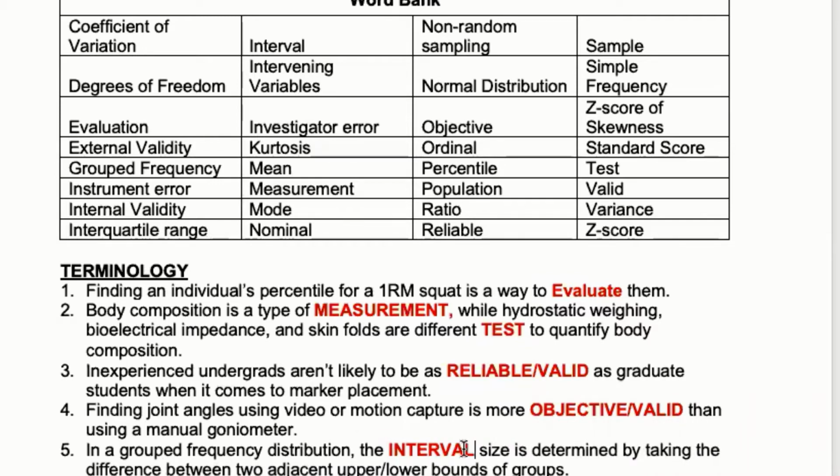This is one of those cases where interval doubles as two different types of definitions, right? Interval size is in reference to a grouped frequency distribution, where we're looking at the distance between one group and another, which we calculate by taking the difference between two adjacent upper or lower bounds. But interval also represents a type of data. So this interval is referring to the interval size, not interval data, just for clarification, unless anyone got confused.